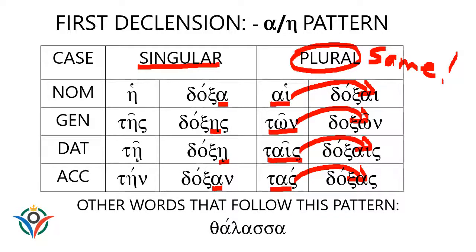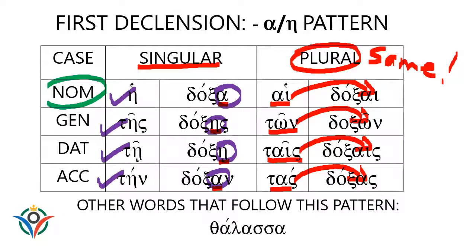All right, so let's go through this together. So we have the nominative singular, hē doxa, right, with an alpha, tēs doxēs with an eta, tē doxē with an eta, and tēn doxan with the alpha. All right, so just be aware of those two rules, that the nominative and the accusative singulars are going to be the same, and the genitive and datives are going to be the same, and both have the eta in them.